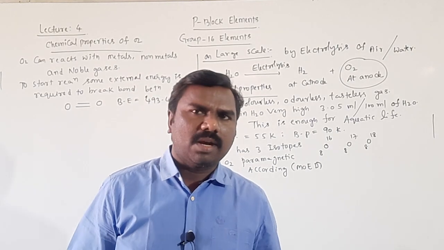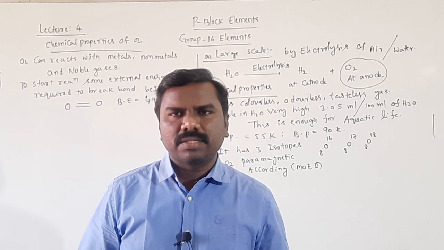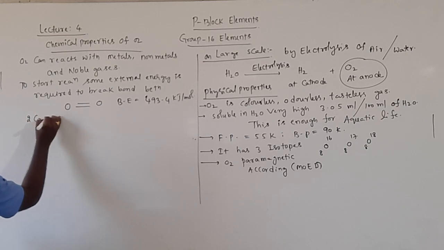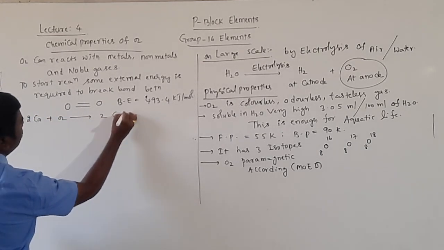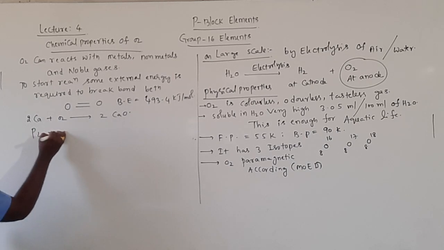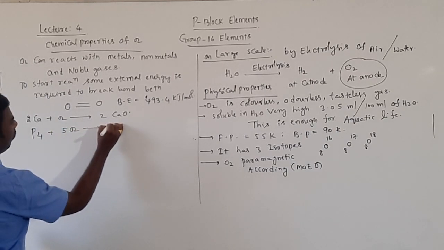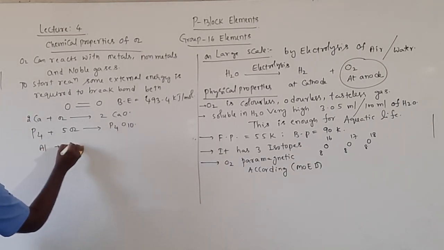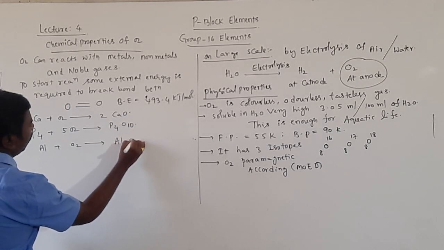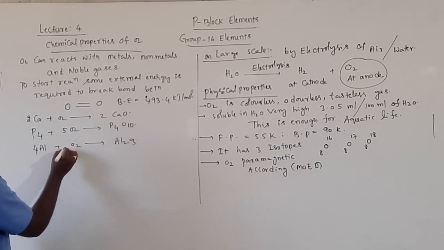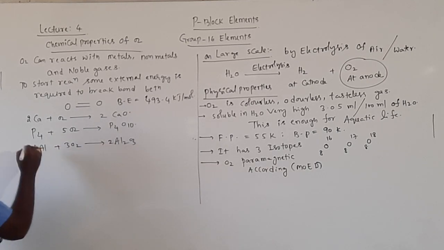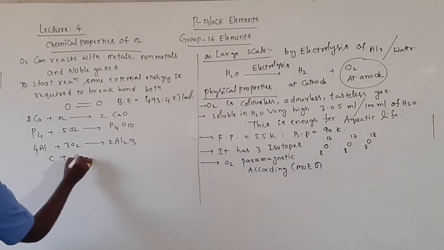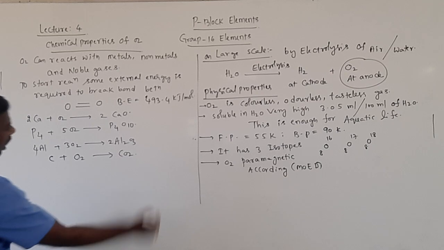Calcium with oxygen gives calcium oxide. Phosphorus with oxygen gives phosphorus oxide. Aluminium with oxygen gives aluminium oxide. 2Ca plus O2 gives 2CaO, calcium oxide. P4 plus 5O2 gives P4O10, phosphorus pentoxide. Al plus O2 gives Al2O3, so 4Al plus 3O2 gives 2Al2O3. Next, carbon plus oxygen gives carbon dioxide, the most familiar reaction.